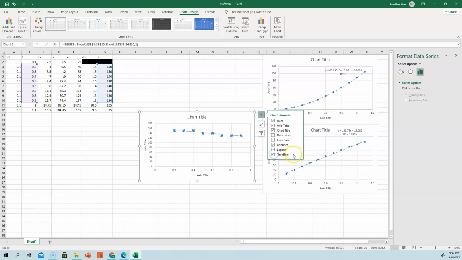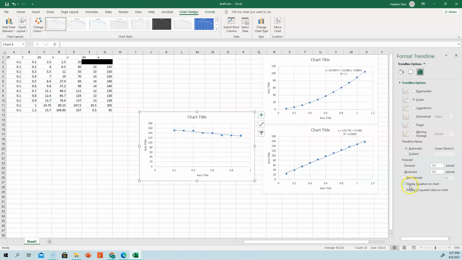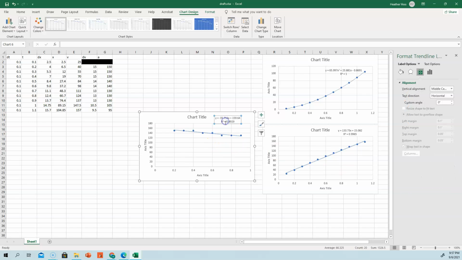So I'm going to add a trend line. Yes, I do have a slight negative slope. It is a linear trend line, and I need to display that equation. Again, trend lines are for Physics C. Make sure your axes titles include units, and bring me questions if you got them. Okay, I'll see you guys in class on Tuesday or Wednesday.